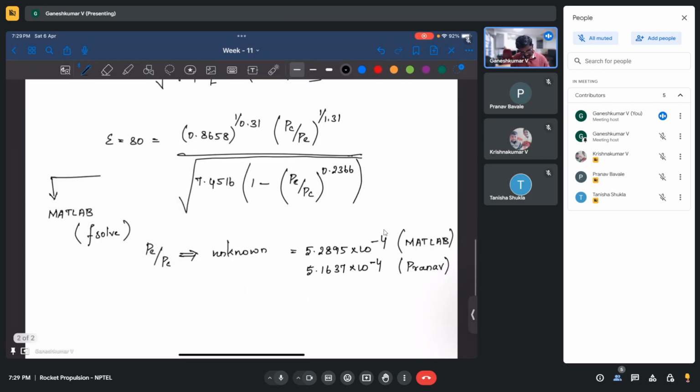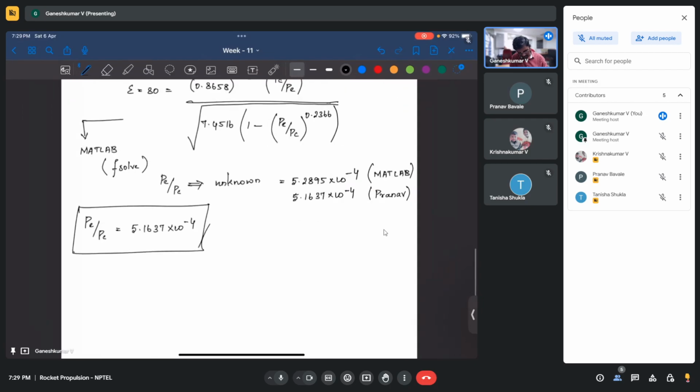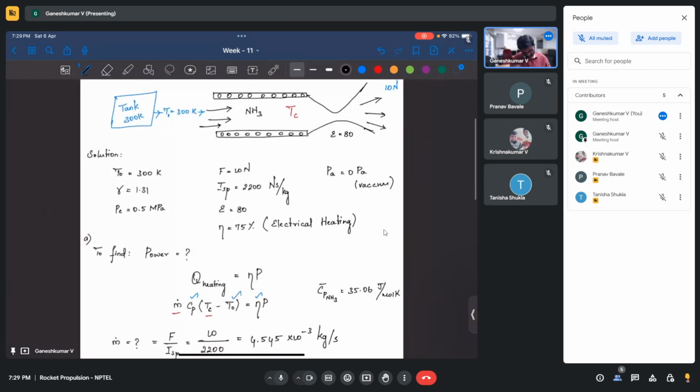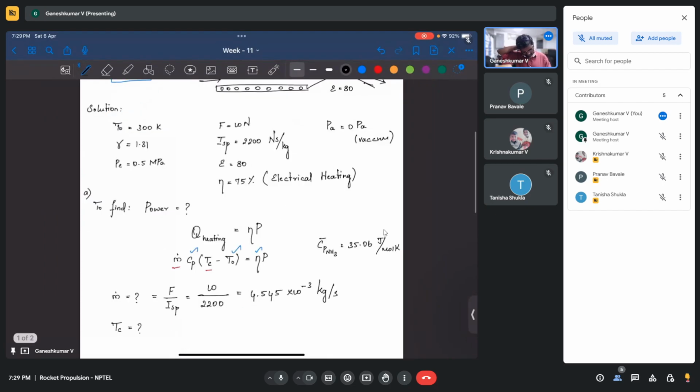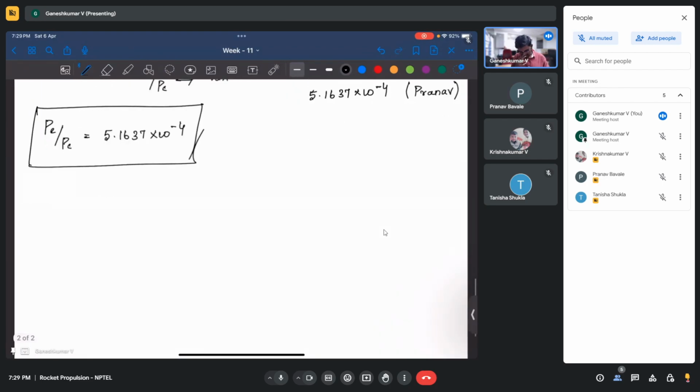Okay. Now, we got PE by PC. We can find the pressure at the exit, but it is actually not needed. Okay, so now we know PE by PC. How can we find the TC? Is it possible? Again, if you want to use the isentropic relation, you will be able to find TC by TE only, where both are unknowns, right? You will be able to find TC by TE, but you need at least one to find the other.